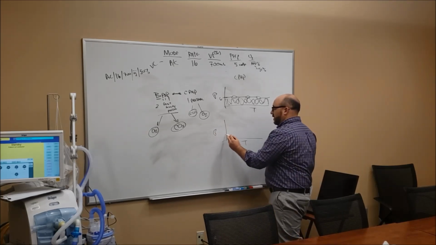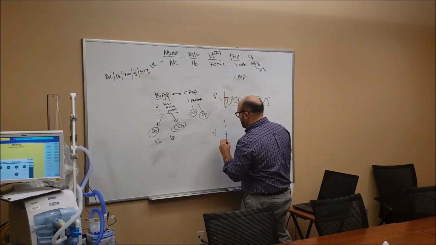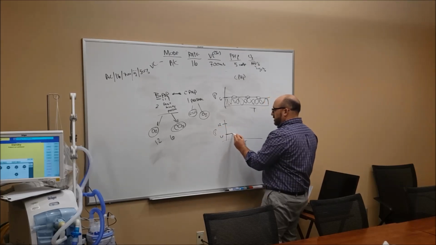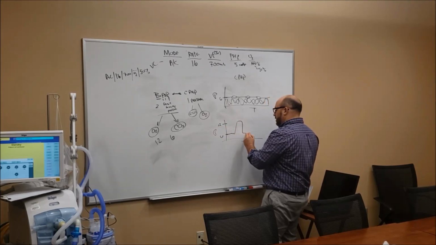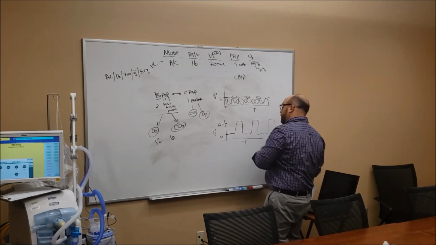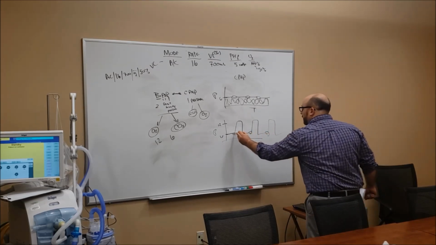BiPAP is a little different. We're going to set 2 pressures, and let's just say our top pressure is 12 and our bottom is 6. So we're going to do 6 and we're going to do 12, and what BiPAP does is it goes up to 12 and down, up to 12 and down, up to 12 and down. This is the patient taking a breath every single time.